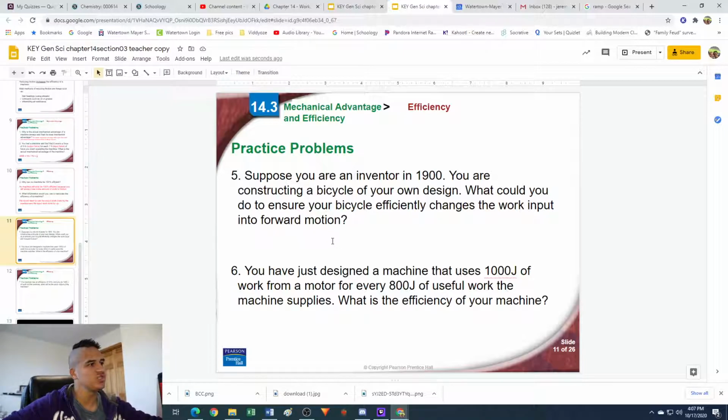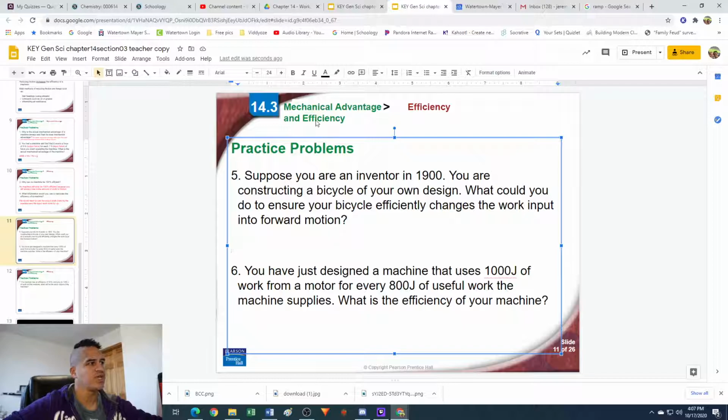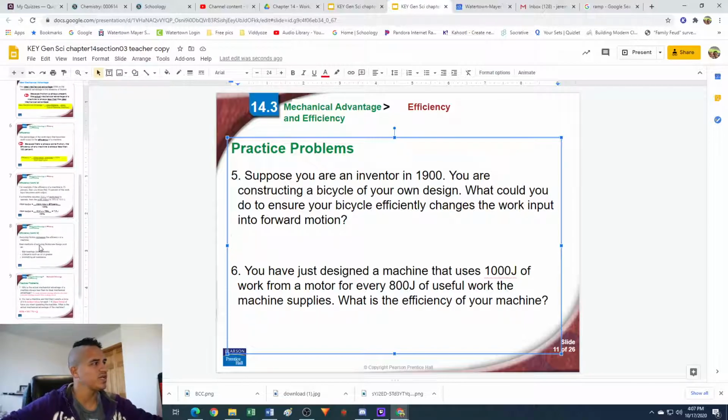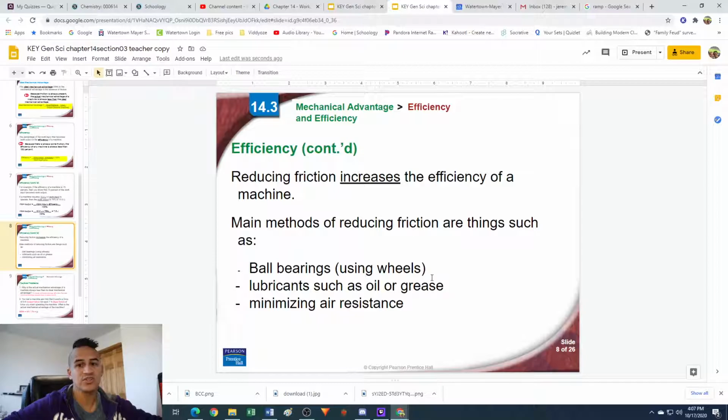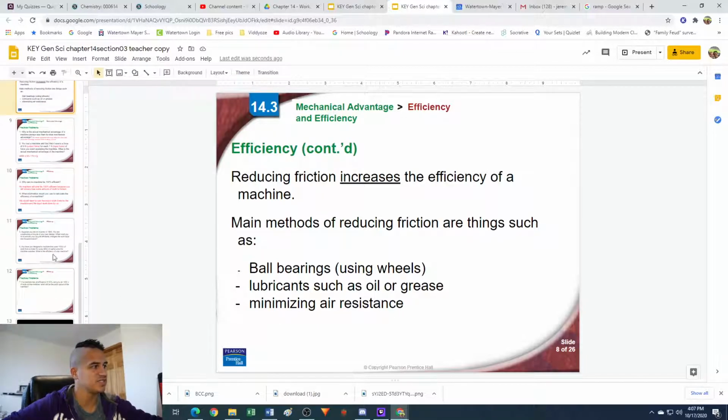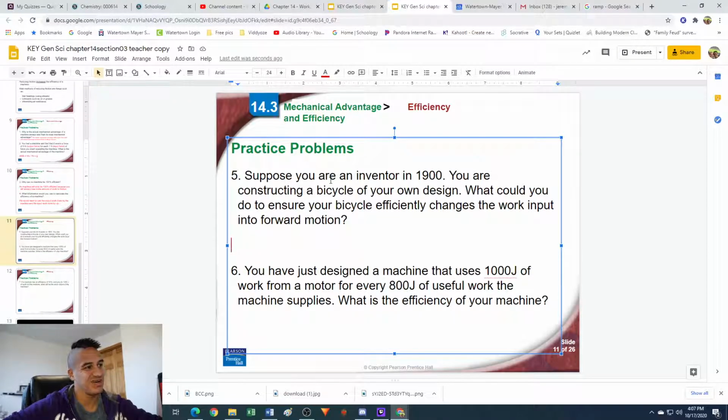What could you do to ensure your bicycle efficiently changes the work input into forward motion? So basically this question is saying, what could you do to make sure that your bike is the most efficient possible? And there are some things that we mentioned at the end of the notes here that can reduce friction, such as ball bearings, lubricants, minimizing air resistance. So basically, we're just going to say all those things.